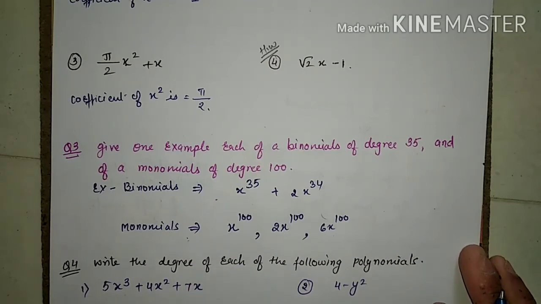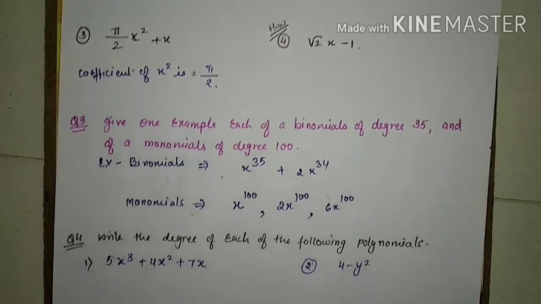The question wants an example, so the example can vary from one student to another student. I don't have any issue with that. I have an issue that a degree is mentioned, so the highest degree should be 100. Okay. That's it. Question number 3. Now come to question number 4.